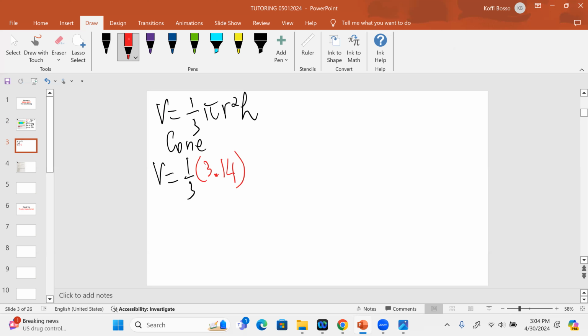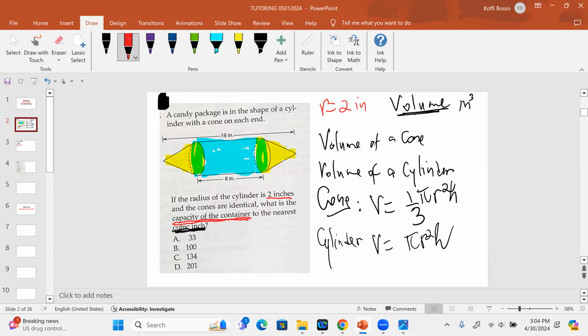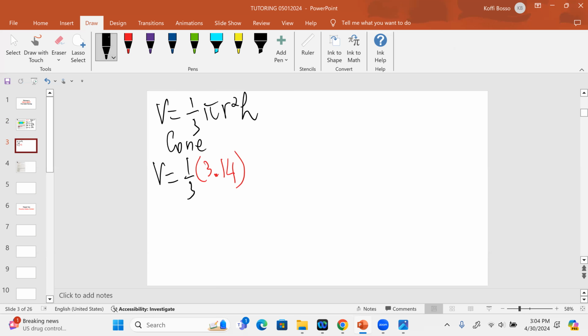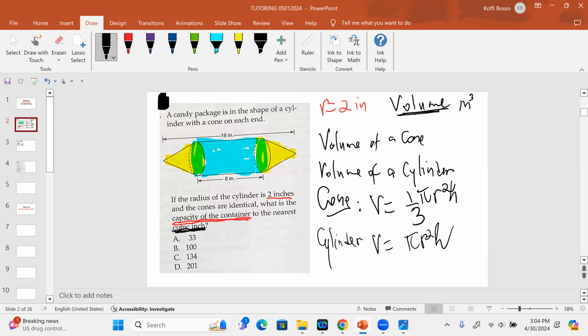R, how much is R? R is 2 inches, right? The radius. So we replace R by 2, but we're going to square it. And the H, that is another question. What is the height of this cone?